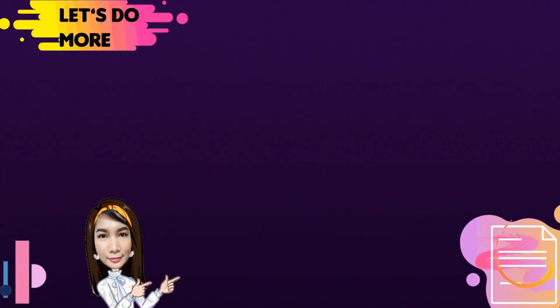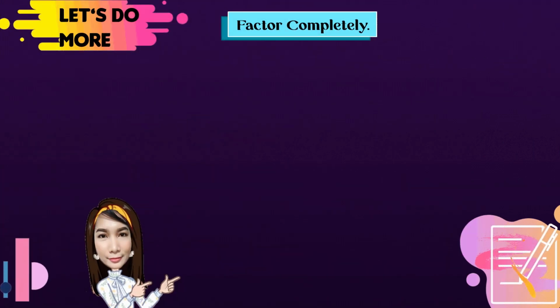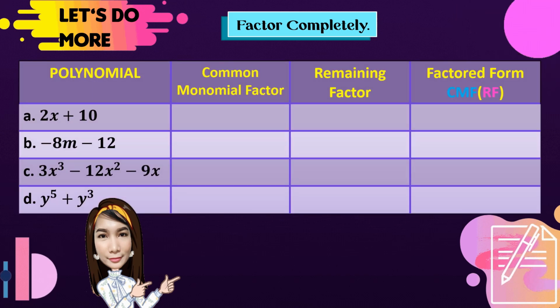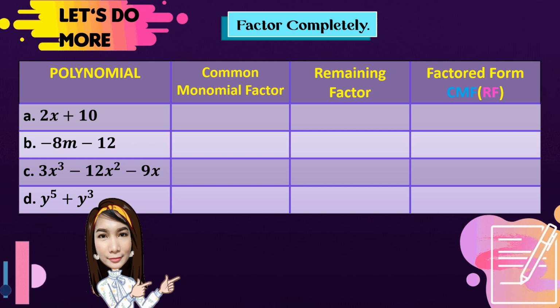Let's do more. Factor completely. Now we have the given table. For the first column, we have the given polynomials. Second column, we have the common monomial factor. Third, we have the remaining factor. Fourth column is the factored form, the common monomial factor times the remaining factor.